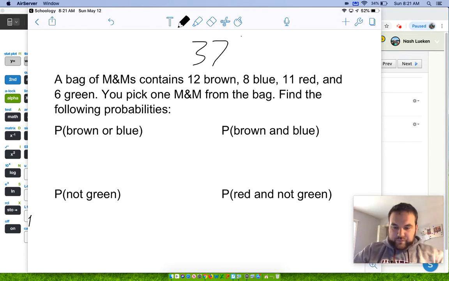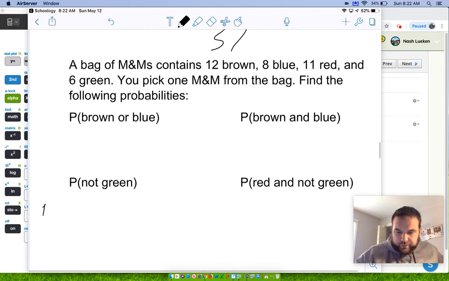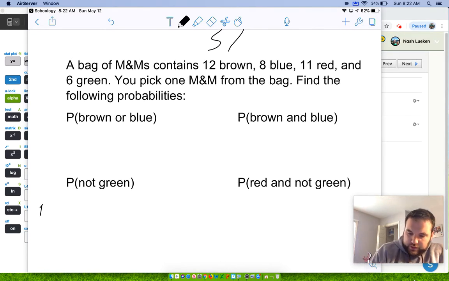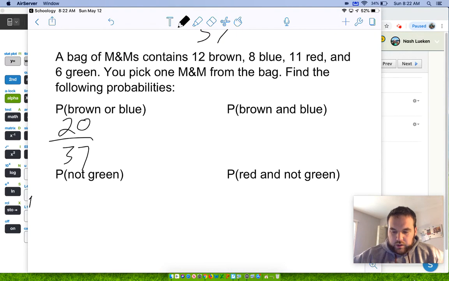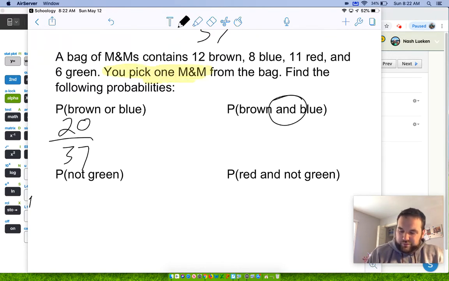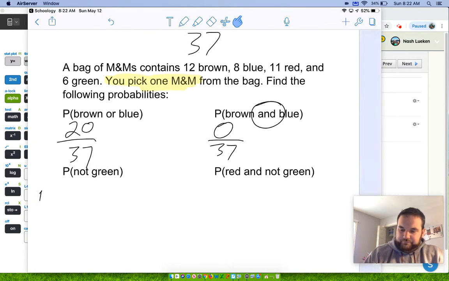Oh boy. Okay, so 37 M&Ms in that bag. What's the probability that I pick a brown or a blue one? Well, there's 12 browns and there's 8 blues, so that'd be 20 out of 37. I'm not even going to change it to a decimal. You can type it in the calculator if you want. What's the probability I pick a brown and a blue one? Now the key here is I'm only picking one M&M. So if I'm going to pick one that's both brown and blue, this is not possible. That would be 0 out of 37.